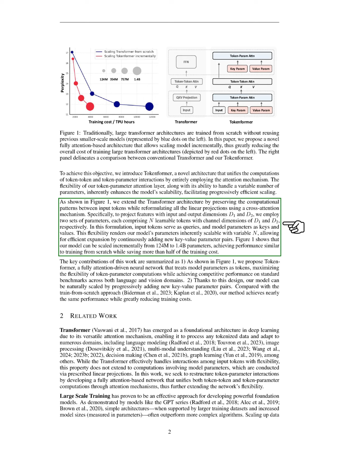We extend the transformer architecture by maintaining the computational patterns between input tokens while reformulating linear projections using a cross-attention mechanism. For projecting features with specific input and output dimensions, we use two sets of parameters, each consisting of learnable tokens. In this setup, input tokens act as queries, while model parameters serve as keys and values. This design allows us to efficiently expand the model by adding new key-value parameter pairs.